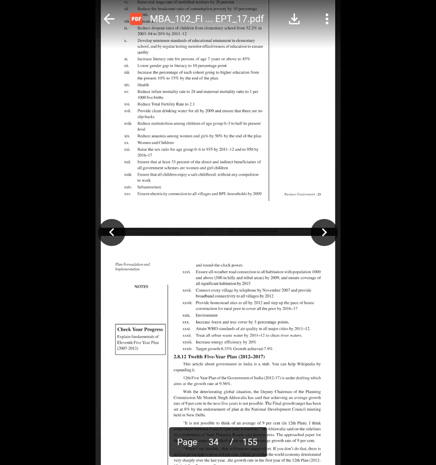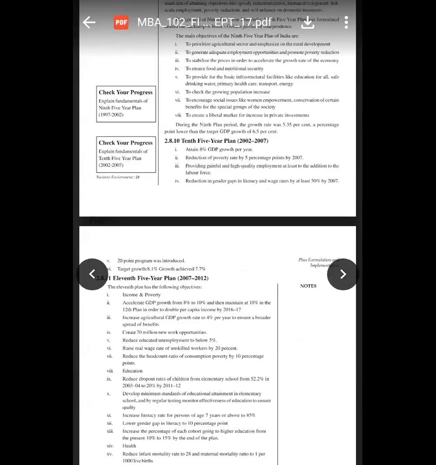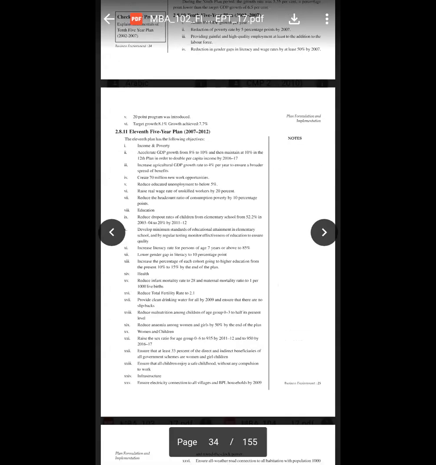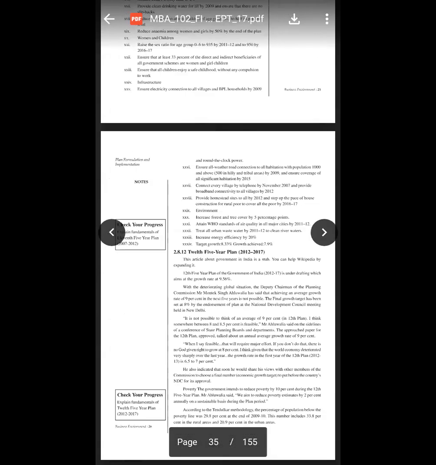Increase in energy efficiency by 20%. So over here, the growth rate is 7.9, and the target growth is 8.30. So we are near to achieve that growth. I mean, 80% of growth we have achieved in this 11th 5-year plan.